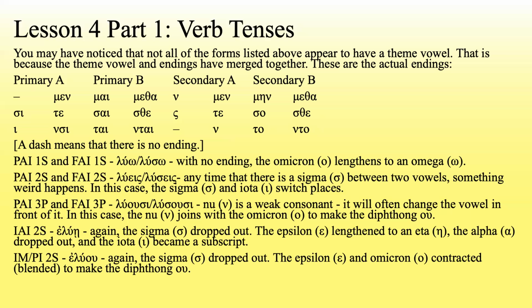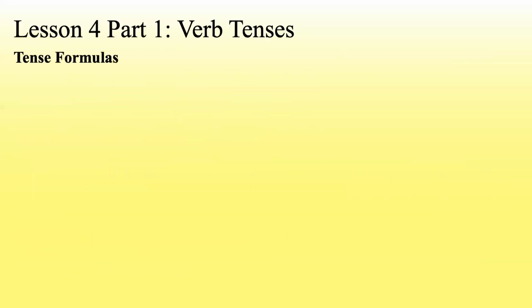And that's what happened. Imperfect middle passive indicative second singular. So that's a secondary B ending, the sa. Elu. Again, we had a sigma between two vowels. So we have epsilon theme vowel, sigma omicron. So the sigma drops out. The epsilon and the omicron contract or blend to make the diphthong ou. Now you might be thinking, why does it make the diphthong ou? It actually follows good rules that we'll learn later when we learn about contracting verbs.